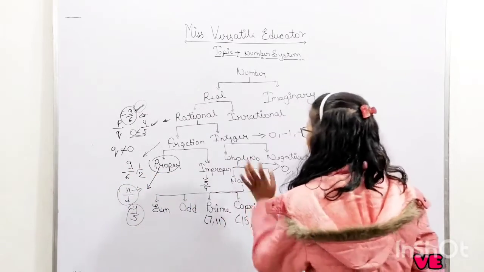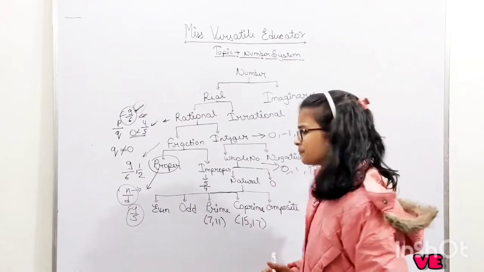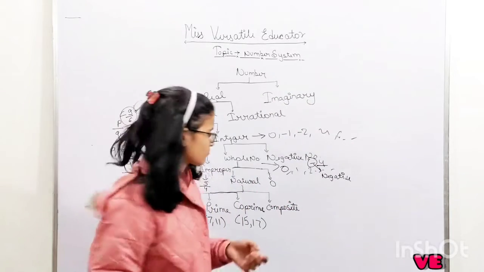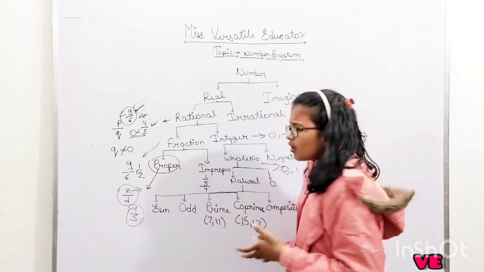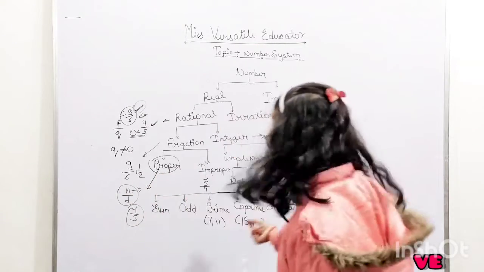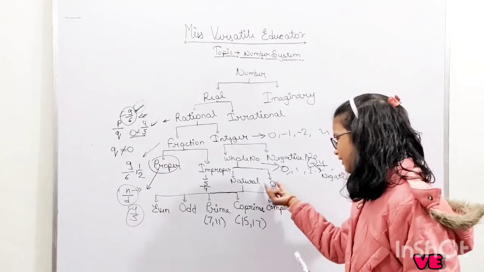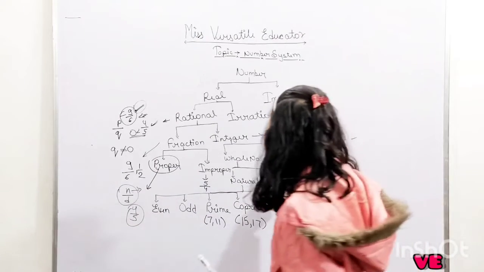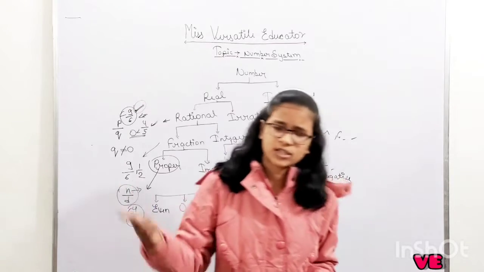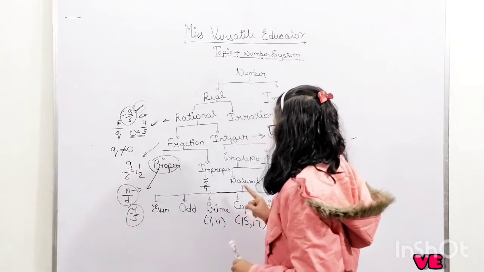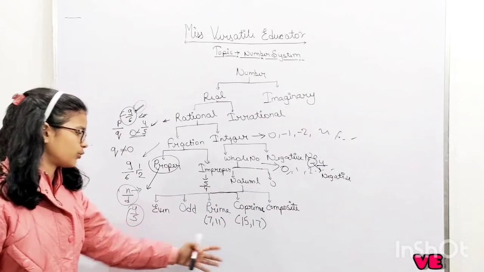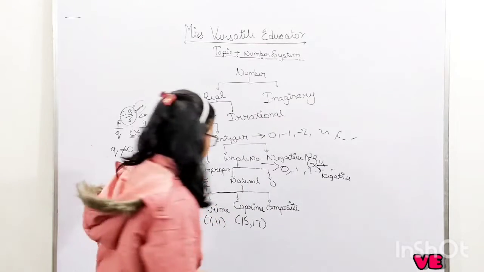Then is the part of whole numbers, natural numbers and 0. What are natural numbers? Natural numbers are all the counting numbers. They do not include 0, because 0 is a separate subdivision of whole numbers. Natural numbers are 1, 2, 3, 4 and so on. Then there are many parts of natural numbers. I'm just telling you 5 here, but you will learn more about them.